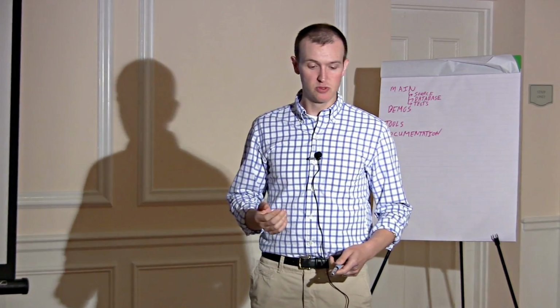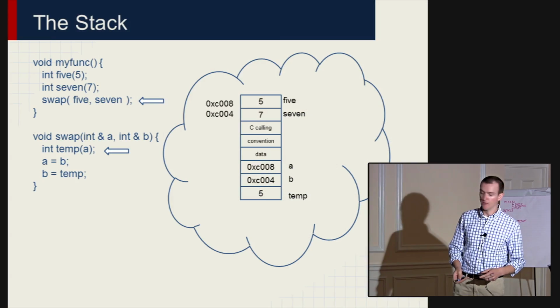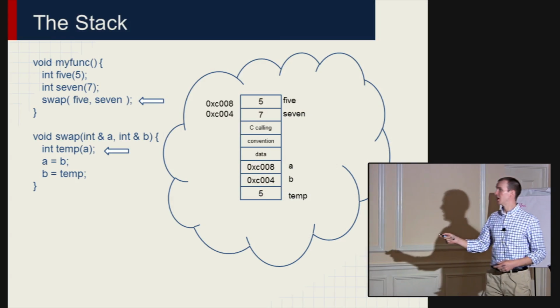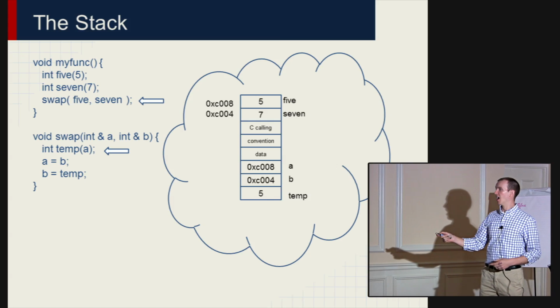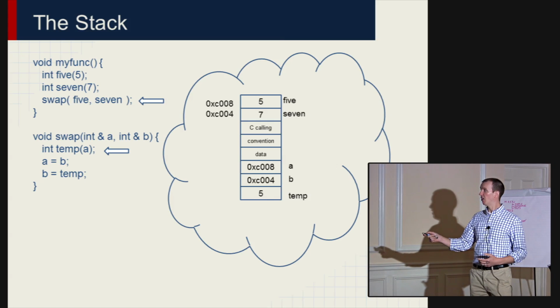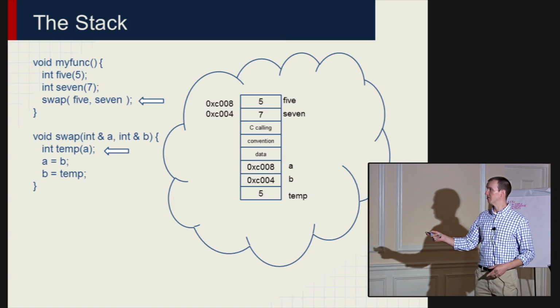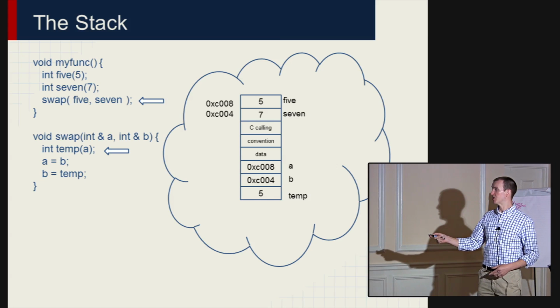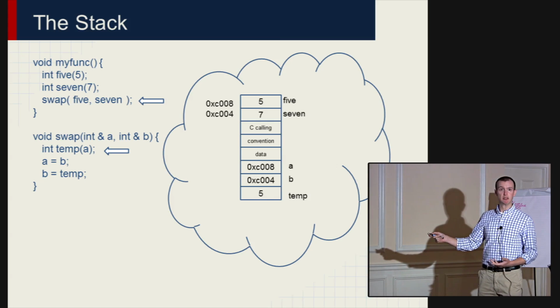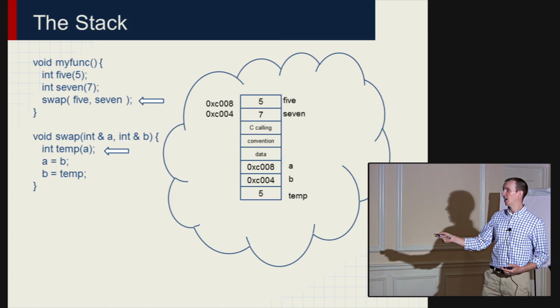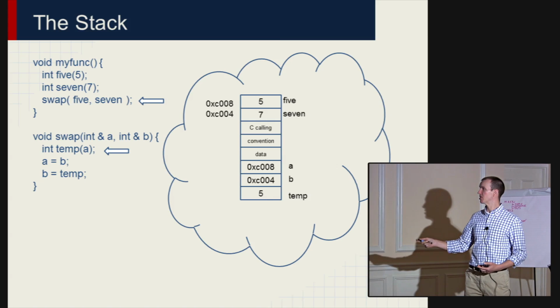Okay, so the stack, we're going to talk about this. Let's take some function, say myfunc. I'm going to declare in this function the integers 5 and 7 and initialize them to the values 5 and 7. And then I'm going to call this other function within it called swap, and pass the two parameters 5 and 7 into it.